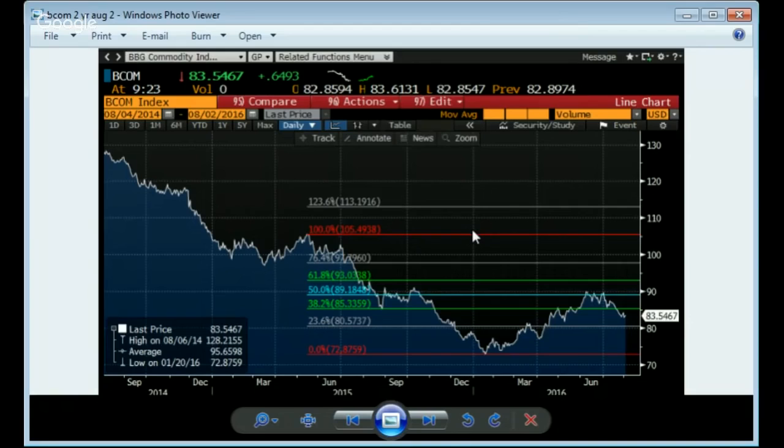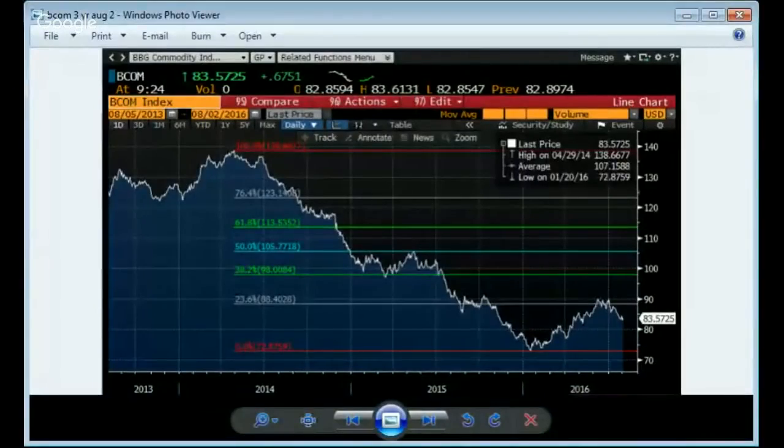From a fundamental point of view, let's take a look. Which one is this? It's global GDP. We don't need that one. US GDP. Okay, here are the charts. This is a 3-year chart with the Fibonacci levels portrayed.